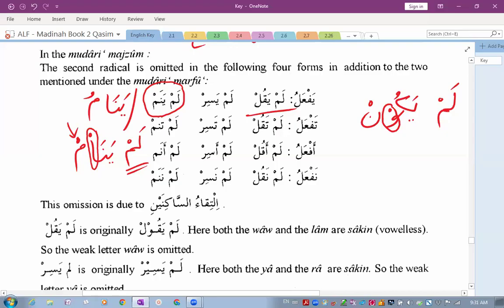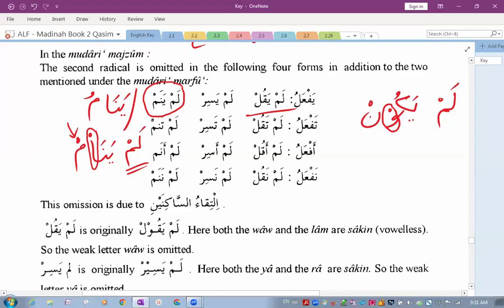So to summarize, what is happening with ajwaf is that, first of all, in madi, from 1 to 5, the middle radical will change to an alif. From 6 to 14, you will drop the middle radical and the first radical will have a dhamma if it is wawi, and will have a kasra if it is yai. So that takes care of our ajwaf madi.